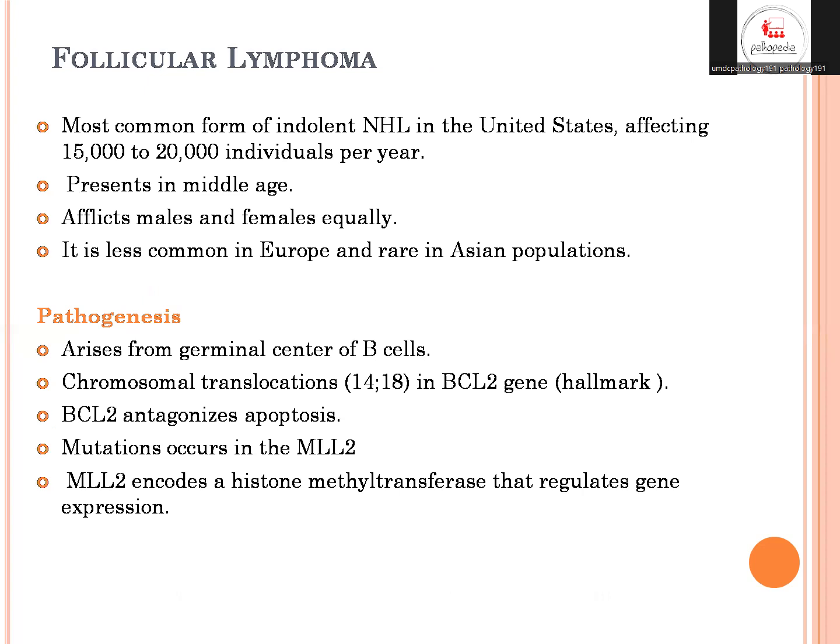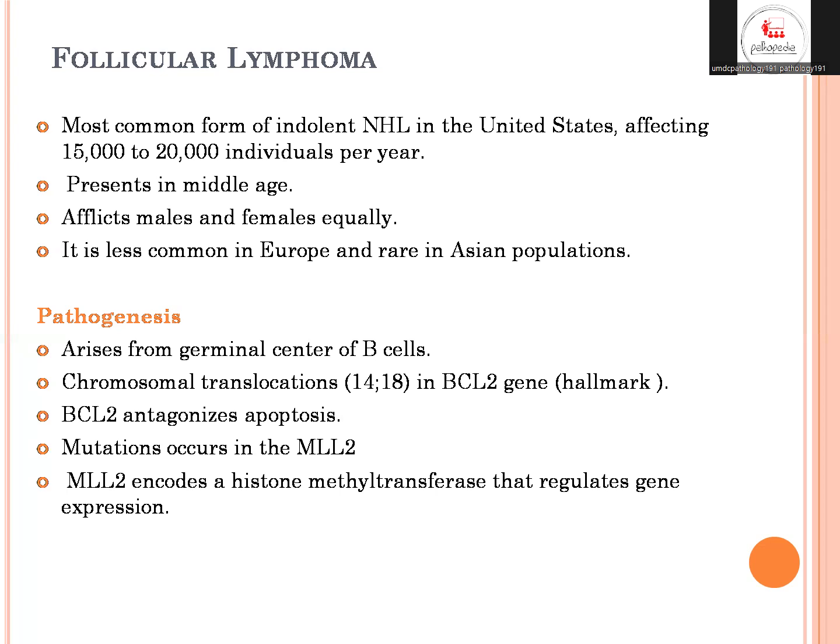This is another type of non-Hodgkin lymphoma, which is follicular lymphoma. It is the most common form of indolent lymphoma in the United States, affecting 15,000 to 20,000 individuals per year. It occurs in middle age, affects males and females equally, and is a less common type in Europe and rare in Asian populations. It arises from germinal center B cells.